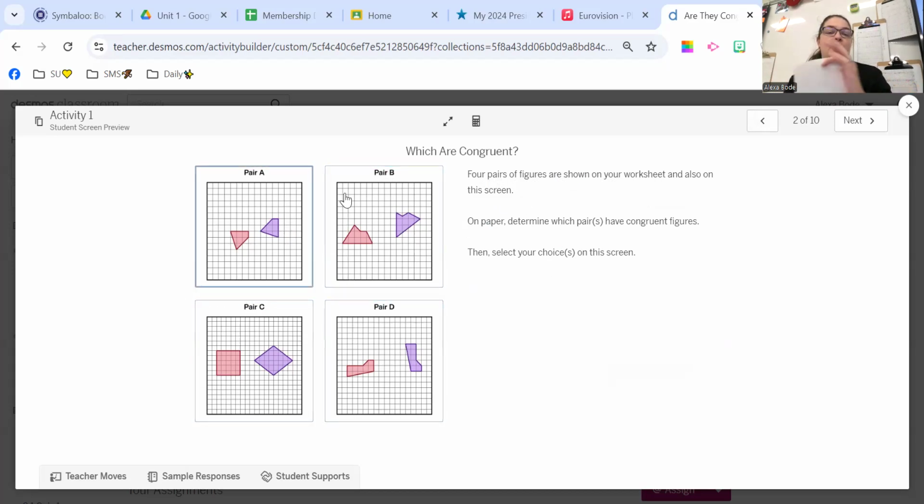So let's say you're figuring this out, you find out that pair A is congruent. You're going to click it. Then you find out that pair C is congruent. You're going to click it. So for all the ones that are congruent, and this is just an example, you guys can look, some of them are obvious, others not so obvious. So use patty paper, use rigid transformations, because even though it might look like it, it might not. So you're going to select the ones on this screen that are congruent.